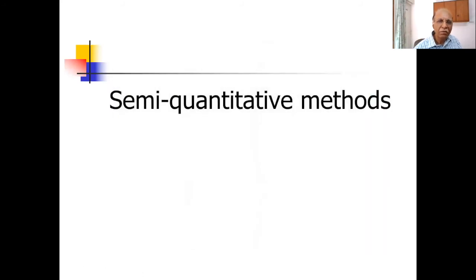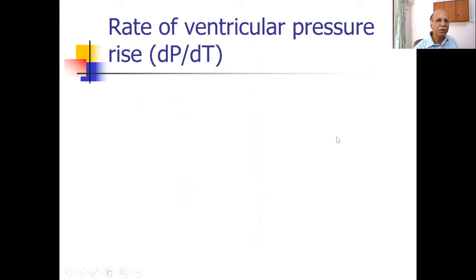Let's look at some of the semi-quantitative methods. The first one is the dP by dt, the rate of increase in the pressure over time.